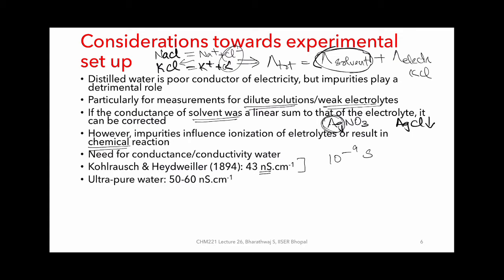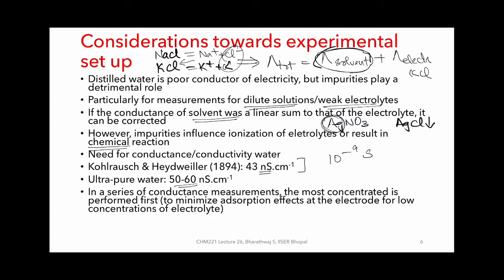Thankfully, we can have a very simple methodology to obtain ultra pure water, which has a conductivity of somewhere between 50 to 60 nanosiemen per centimeter. And one of the most important considerations is that when a conductance measurement is done, the most concentrated solution of the electrolyte is used first.